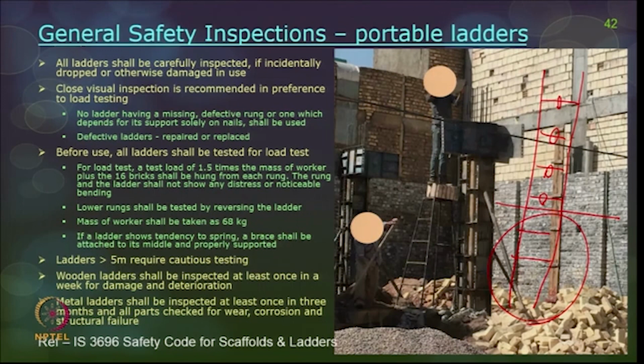Okay. And ladders more than 5 meters in overall height require cautious testing, and the wooden ladder should be inspected at least once in a week for any damage or deterioration. Metal ladders can be inspected at least once in 3 months for all wear and tear, corrosion or structural failure. These are some of the thumb rules given in the IS codes.